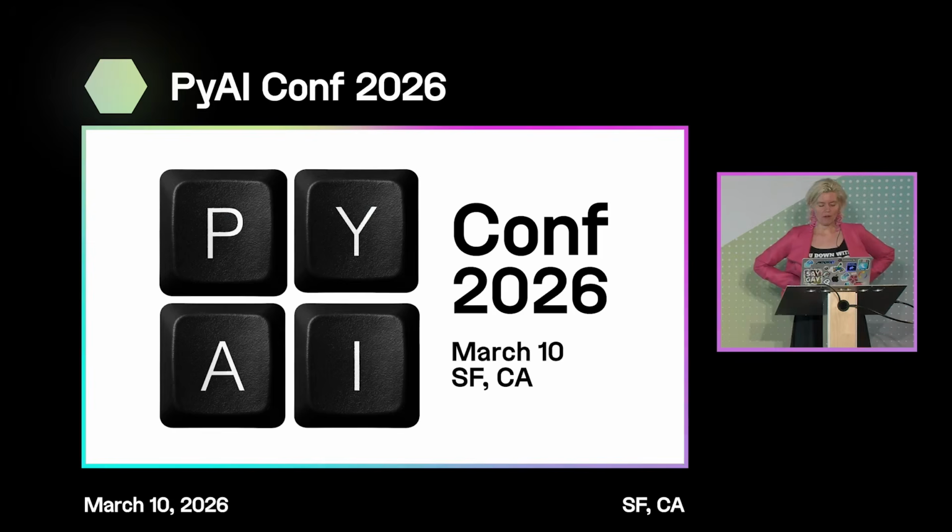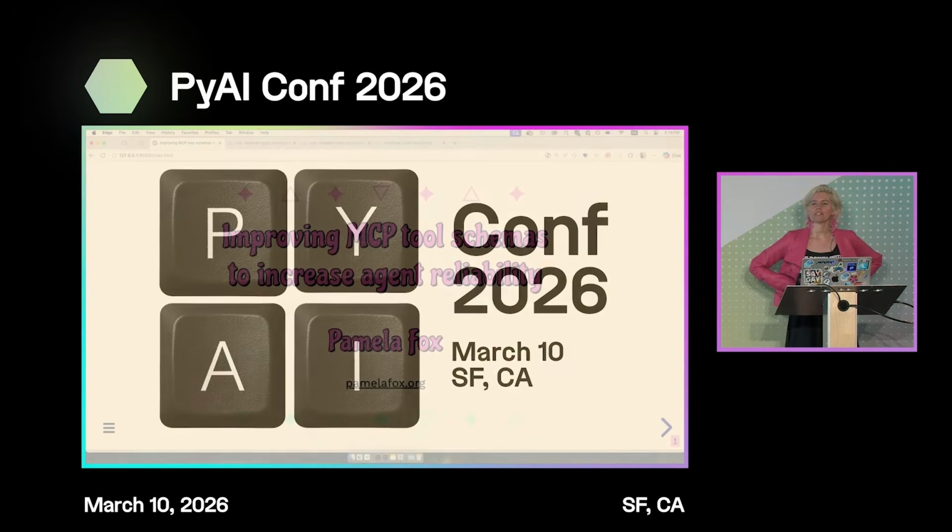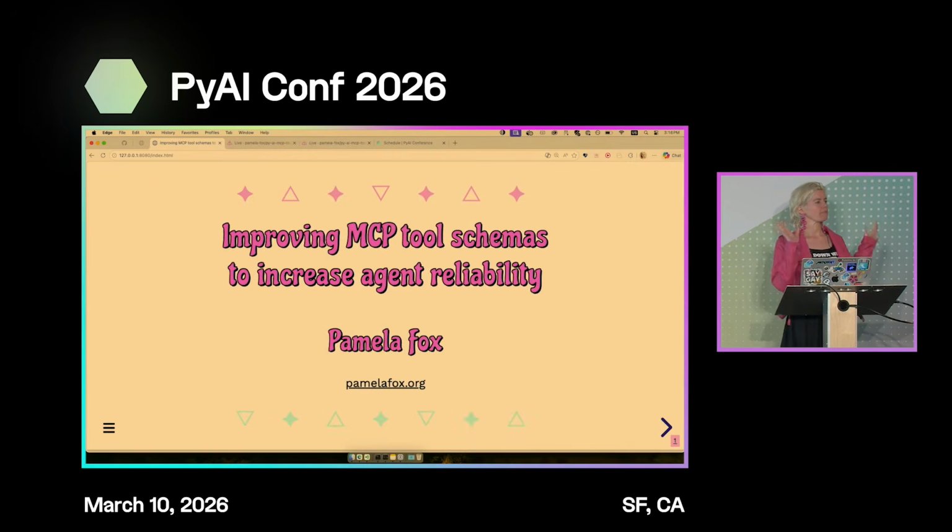Everyone. So I'm going to be talking about how, when you're making your MCP servers, you can improve your tool schemas to make them more reliable when agents use them. My name is Pamela Fox, and I'm currently at Microsoft or GitHub, whichever one you like the most.